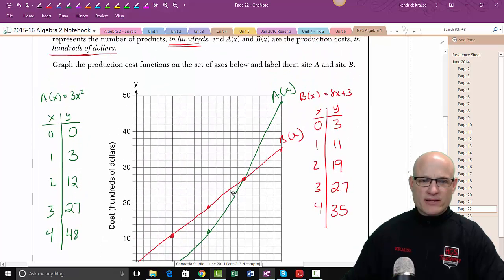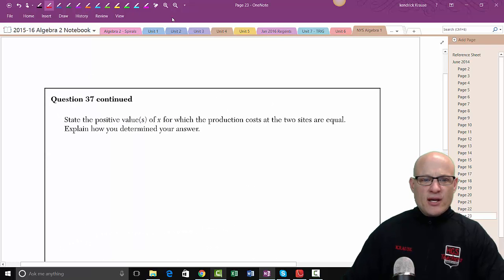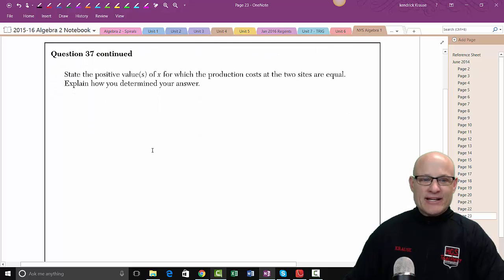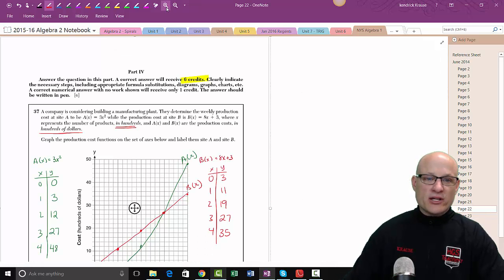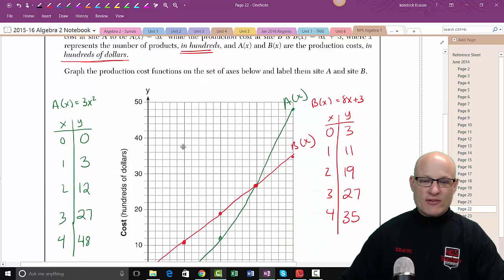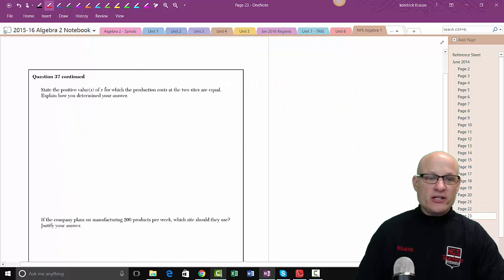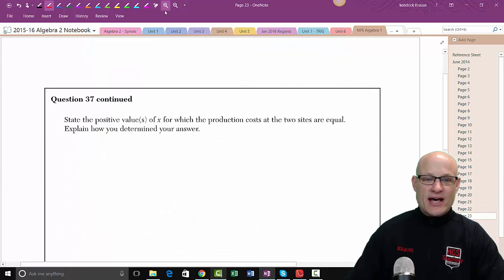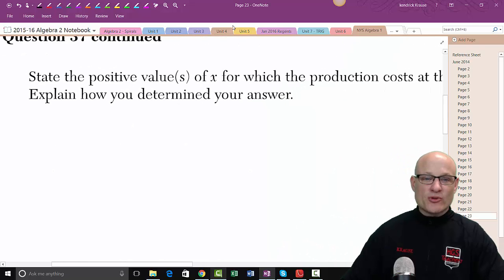No, but we're going to have to come back to this graph because we have to go over to the next page and see what they want. So it says, state the positive value of x for which the production costs are equal amount. Explain how you determined your answer. So what we're looking for, kids, is obviously where they intersect. When do they have the same amount? They have the same amount at 3, but you have to be careful. It's 3 in hundreds. So you can't say 3 because x is in terms of hundreds.